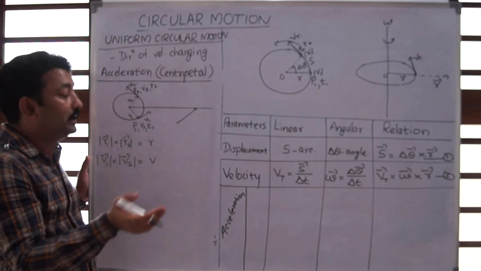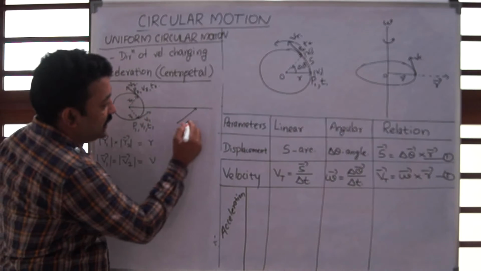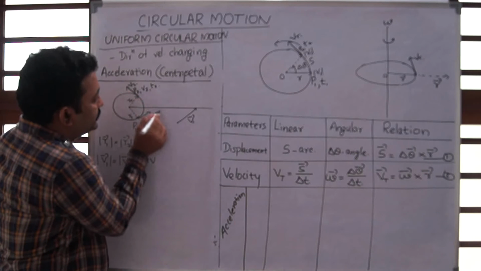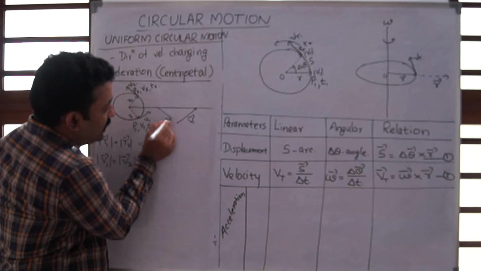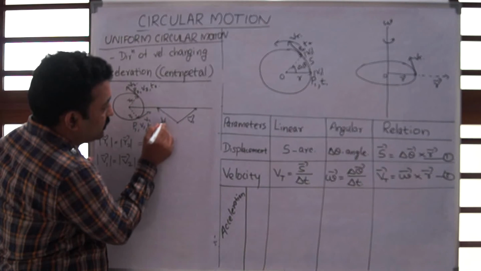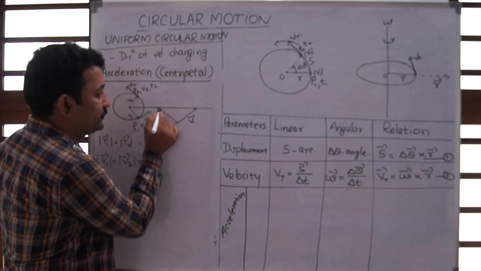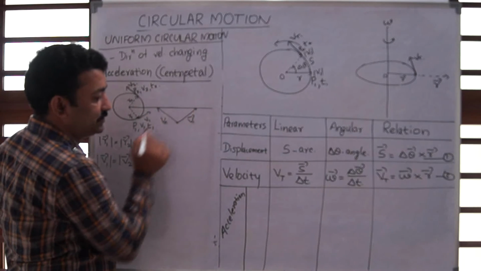because vectors can be shifted parallelly. If v1 is like this, I am plotting that one on this line like this, v1, and v2 is like this. I am plotting v2 over here. So one vector is v1, the other vector is v2. We have got the third side of the triangle.